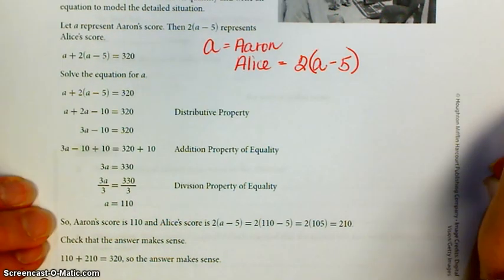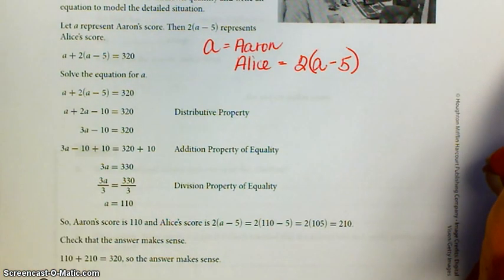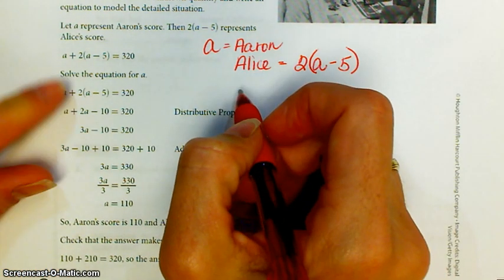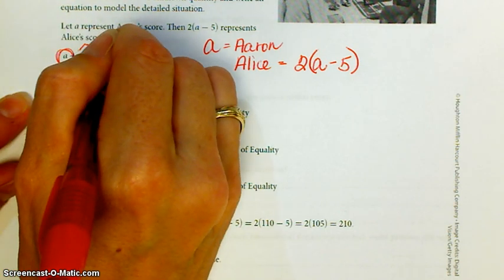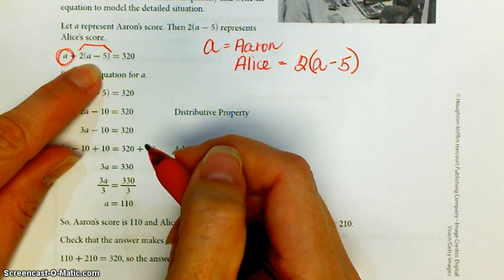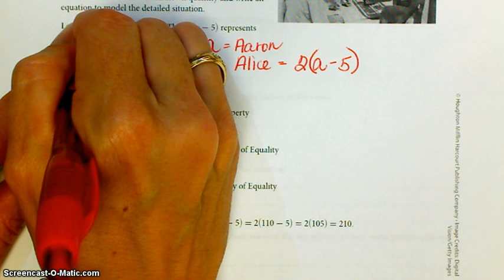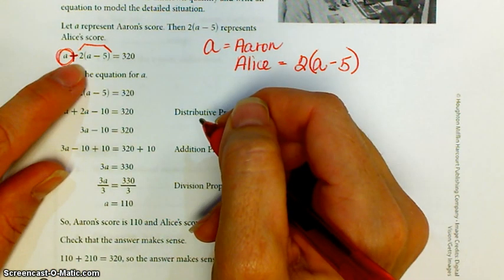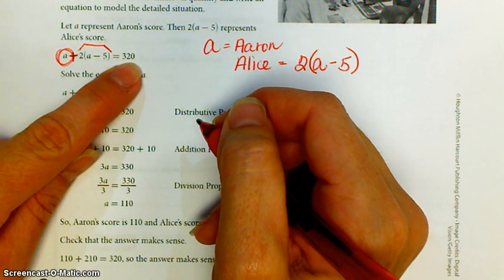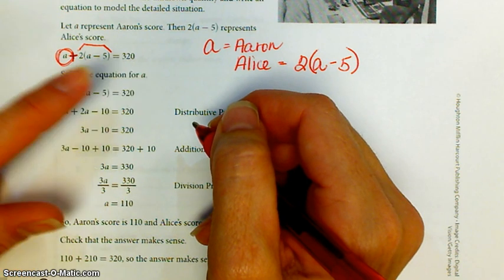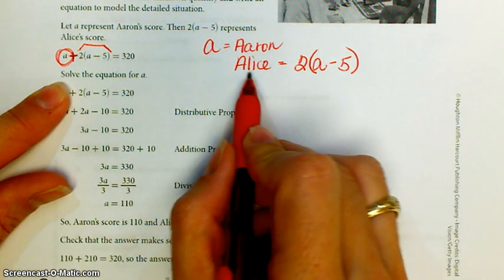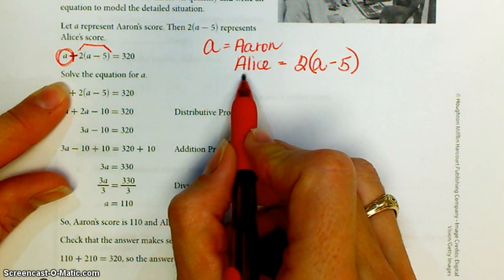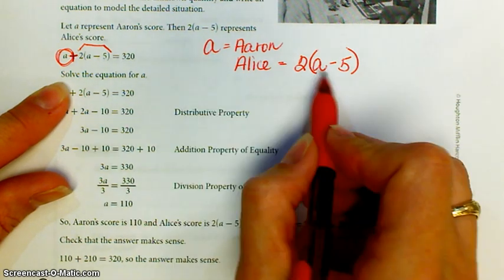Okay, so again, I go back. I know that Aaron and Alice together scored a 320. So here's Aaron. Here's how I represent Alice's score. Aaron, sorry, I scratched out the little plus. Aaron's score plus Alice's score is 320. Okay? And remember, I'm only using one variable because I'm describing Alice's score relative to what Aaron did. That way I only use one variable.